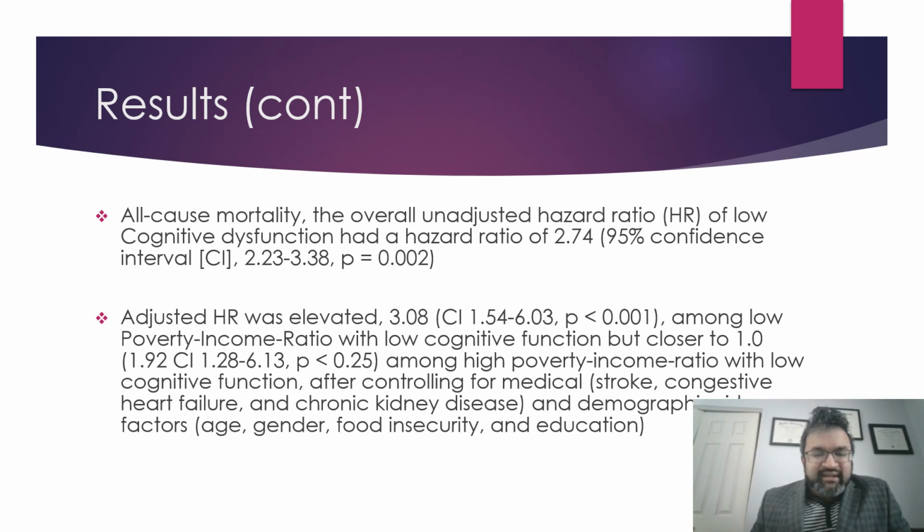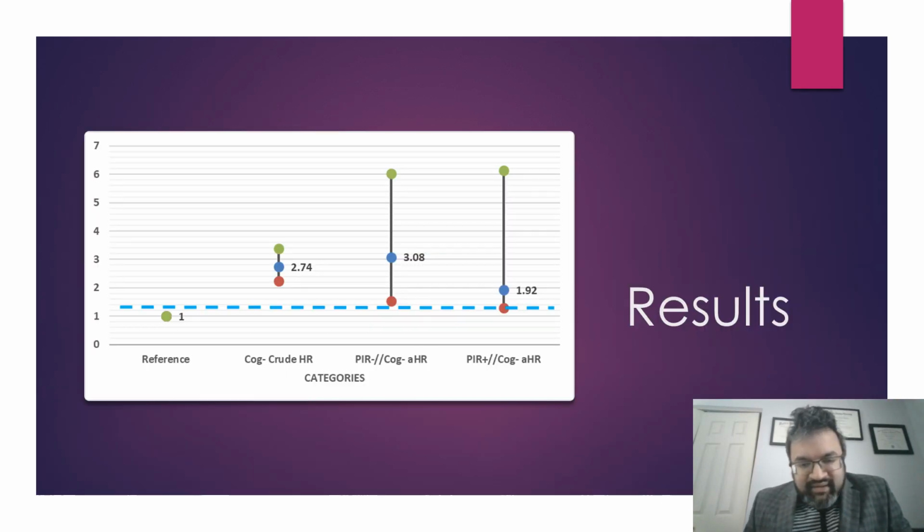Let me go ahead and, instead of reading this, visualize this. So as you can see, and the numbers are a bit hazy here and small, but bear with me. So 1 was the reference, and the idea was to have that dashed line right at 1. It's a bit above 1. The reason 1 is important is because that's where everything is not significant. And so 2.74 was considered the hazard ratio for cognitive dysfunction.